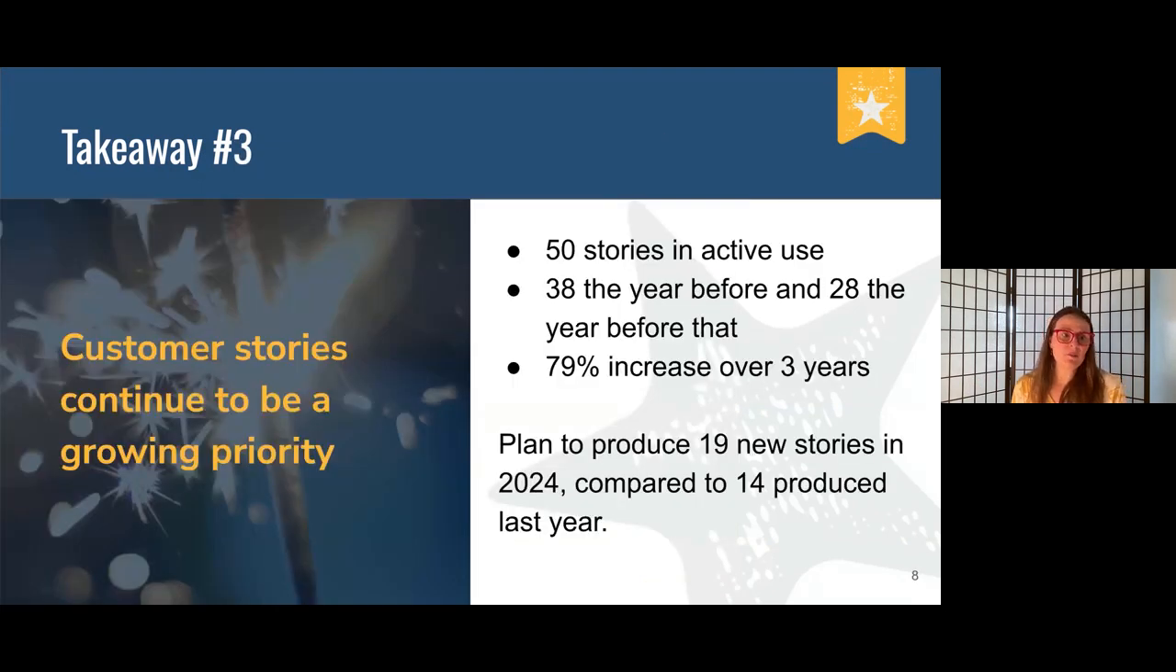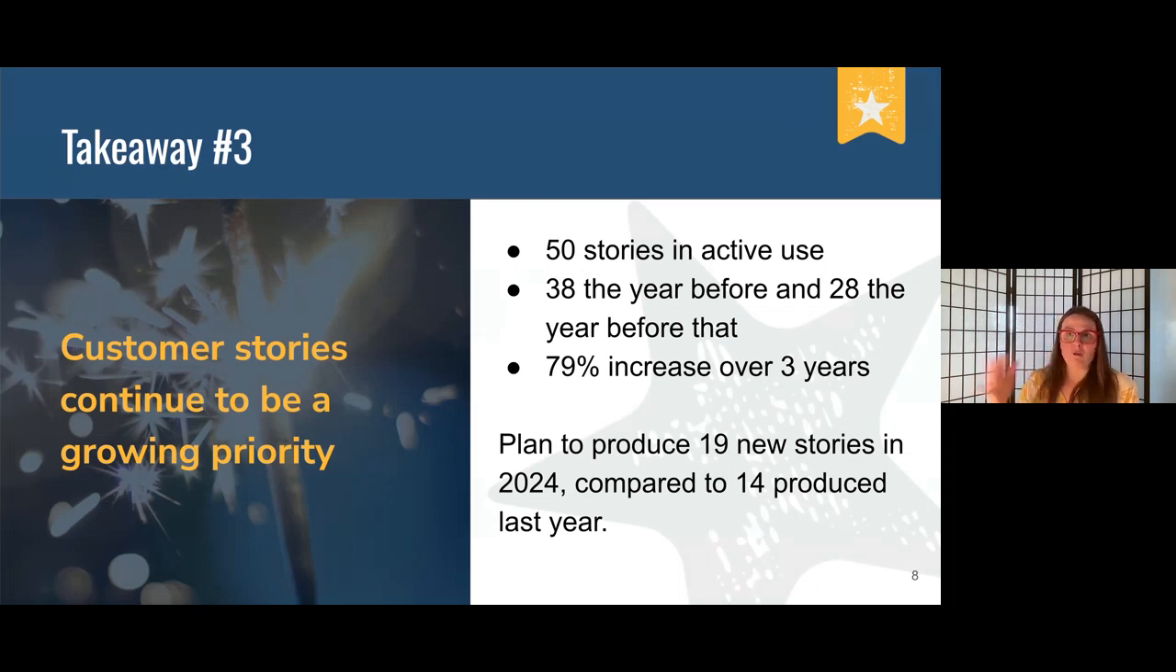All right, so takeaway number 3, customer stories do continue to be a growing priority. In 2023, the software companies that responded to the survey had 50 active customer stories in use. The year before that, they had 38, and the year before that, they had 28. So over that 3-year period, it shows a 79% increase in the number of active customer stories.